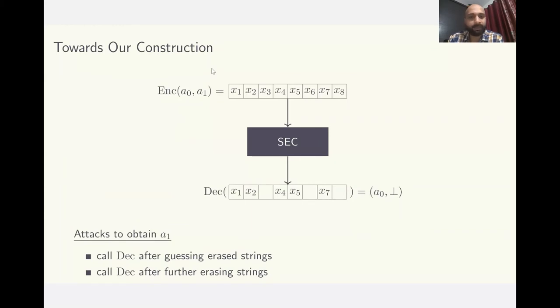In an OWC protocol, the sender encodes the input A0, A1 and sends it over the SEC. The receiver takes the erased version output by the SEC and runs the decoder on it. Suppose it decodes A0. The decoder can now try to decode A1 by calling the decoder after guessing some of the erased symbols or after further deleting some of the received symbols. We essentially build an OWC scheme that is robust to such an attack from the receiver and simultaneously is secure against the sender. We do this by creating a kind of computational anti-correlation by exploiting the anti-concentration of the binomial distribution.